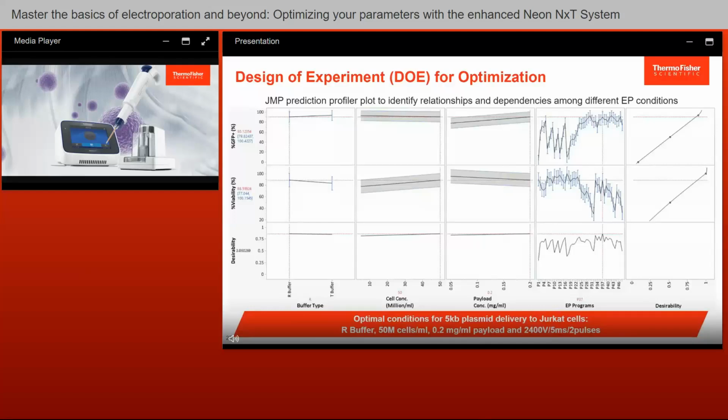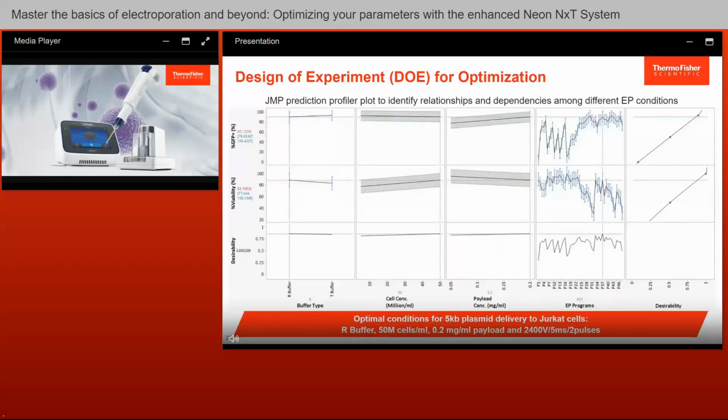The experiment was performed using 2 different resuspension buffers, cell concentration ranging from 5 million to 50 million cells per ml, payload concentration ranging from 0.05 milligram per ml to 0.2 milligram per ml, and a total of 48 electroporation programs were used. The predictive profile from the DOE study is shown here with maximized desirability.